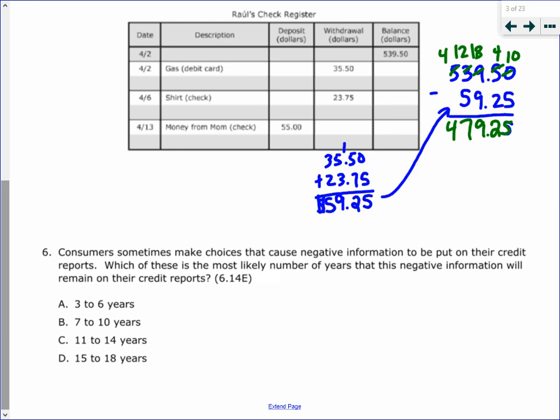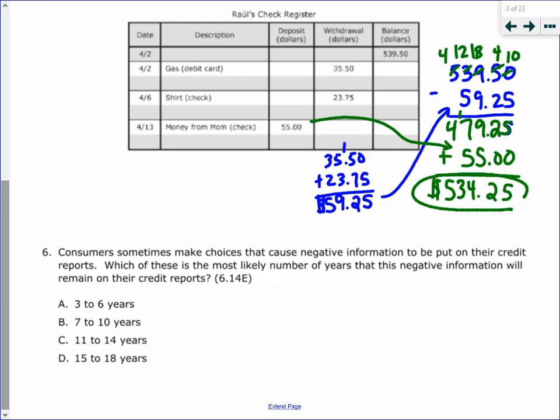And then we're going to add the deposit. So plus $55. And our final amount is $534.25. So remember, you're subtracting your withdrawals and you're adding your deposits. And you can do this one at a time. That's just a little bit quicker, but not much quicker.